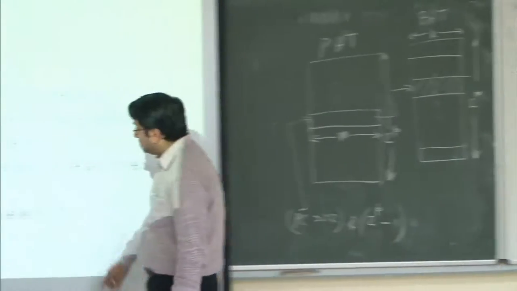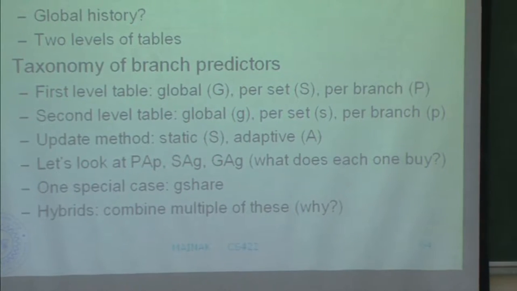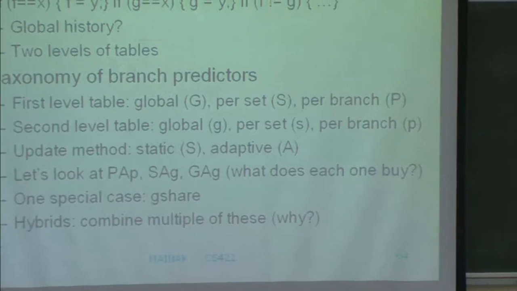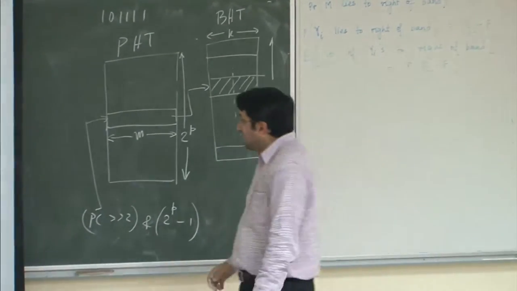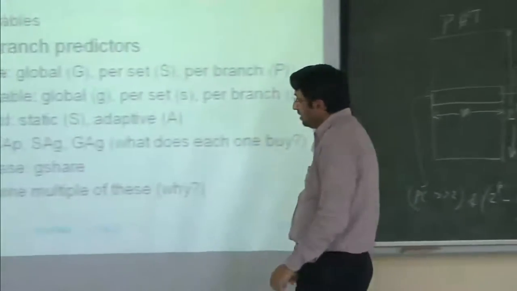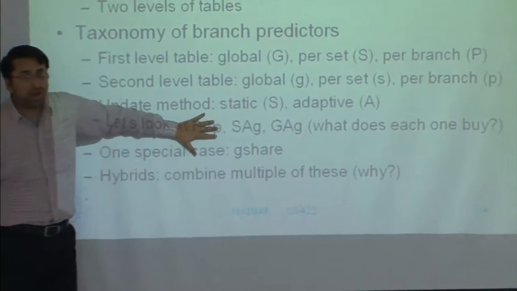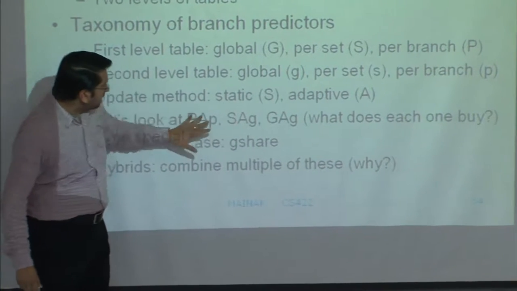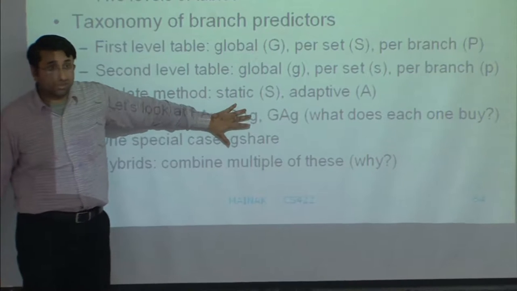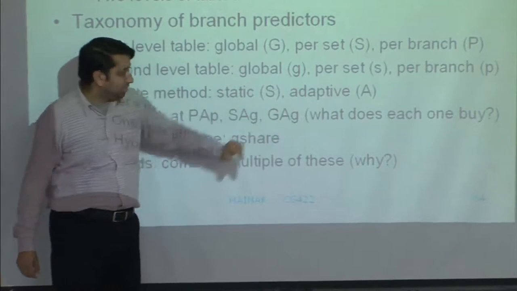Yeah, and for that purpose, you use a GAG. You have a global entry in the first level, and you have a global table in the second level. That will learn your correlating branch predictors. So what does each one buy? This one allows you to learn each branch separately. This one gives you more or less the same accuracy at a much lower cost. This one allows you to learn global correlation across branches.